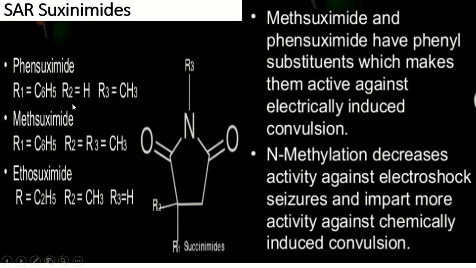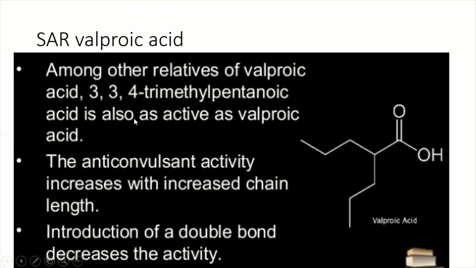Based upon the substitution in the various positions, that is the R1, R2 and R3 positions, you will get different succinimides. So here we have phensuccinimide, metsuccinimide and ethosuccinimide. Based upon the substitution in the R3, R2 and R1 positions, you get the different succinimides. You start numbering from this nitrogen atom.